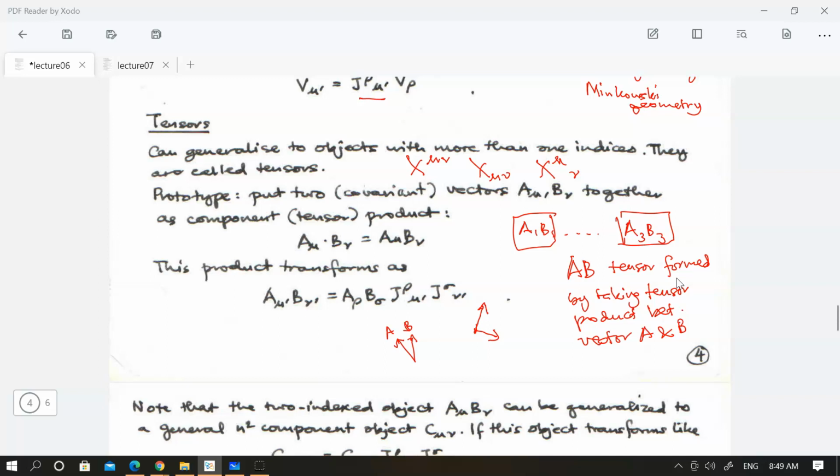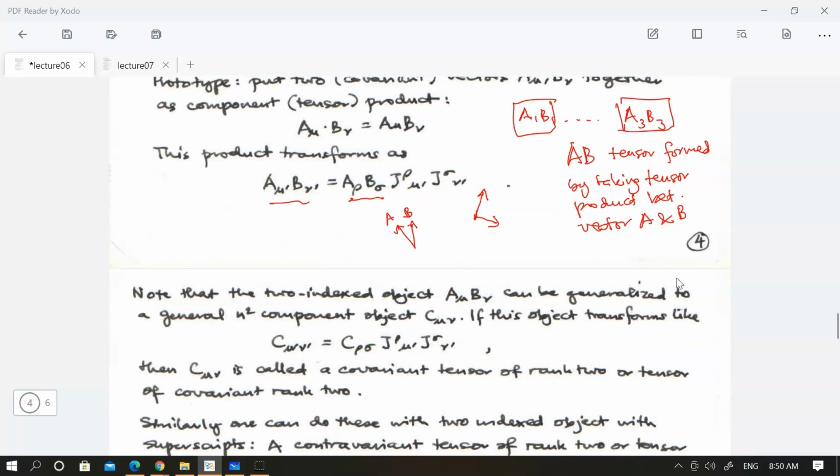Now, how does a tensor behave under change of coordinates? In this case, it's quite easy because you already think of it as a pair of vectors. You know how each vector behaves under change of coordinates, so you just multiply by the inverse Jacobian. You find that the tensor you get over here is related to the tensor in the undashed coordinates by multiplication of these two inverse Jacobians. So this is the prototype.